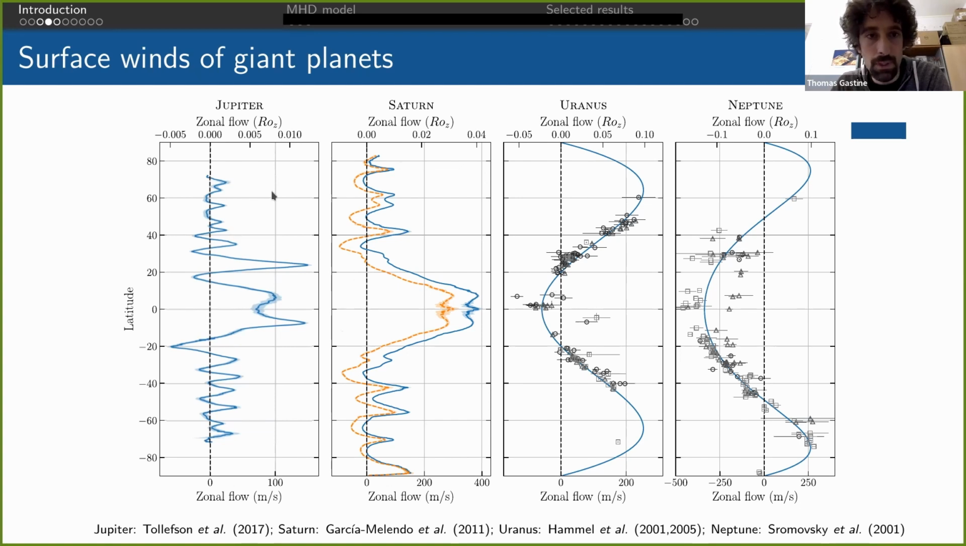If we focus on Jupiter and Saturn, we observe a profile which shows a main prograde or eastward jet, which reaches around 100 meters per second on Jupiter and around 200 or 300 meters per second on Saturn. This main jet at the equator is flanked by successively retrograde and prograde jets. And so we observe an alternating pattern of zonal jets which change their signs up to the polar regions.